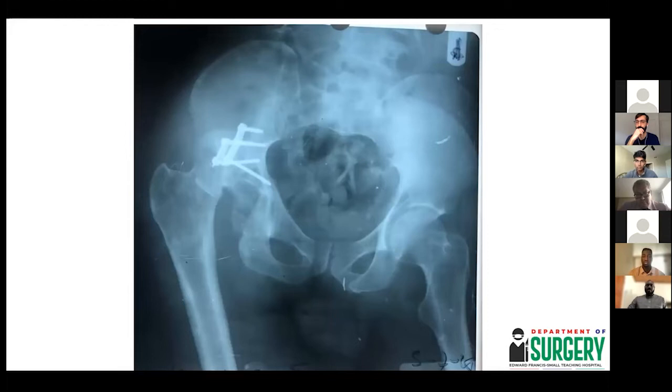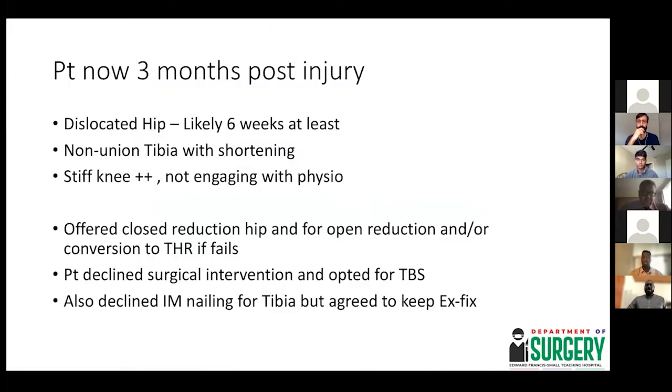I had offered him to have the external fixator changed to a nail, and he didn't want to have surgery. And even with the hip, he decided to go back to the traditional healers to see if they could help to improve it. So say the tibia was a non-union, 3 months at least, and with some shortening. And he declined intervention at that stage.